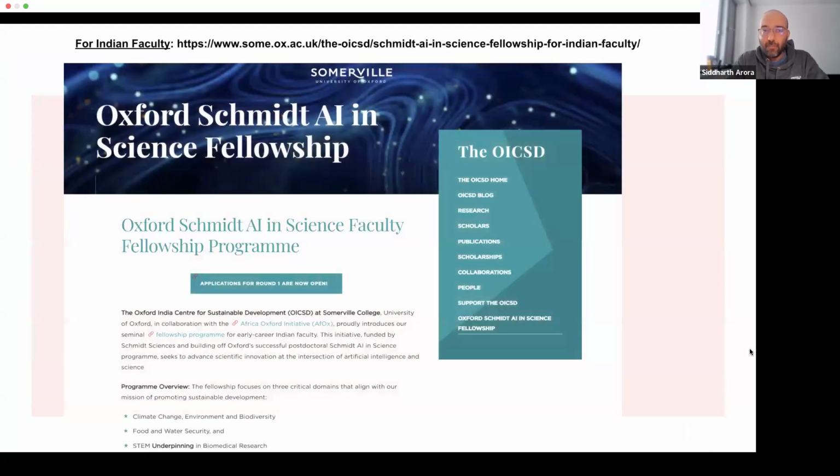So the main website you want to go to is the fellowship website, which I just showed you in the last slide. If you're applying from India, I would request that you also look at the Oxford India website. The link to the website is right up there. That's how the web page looks. It gives you a bit more context about Indian universities and institutes. So you have a bit more information.